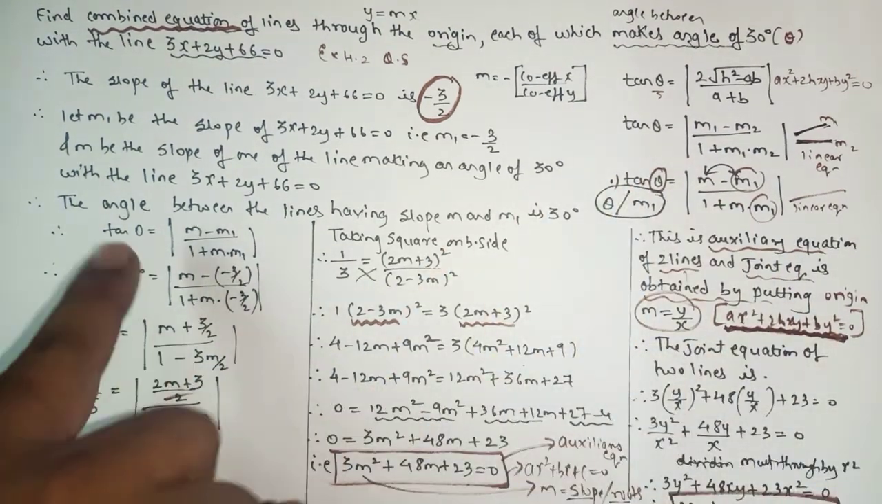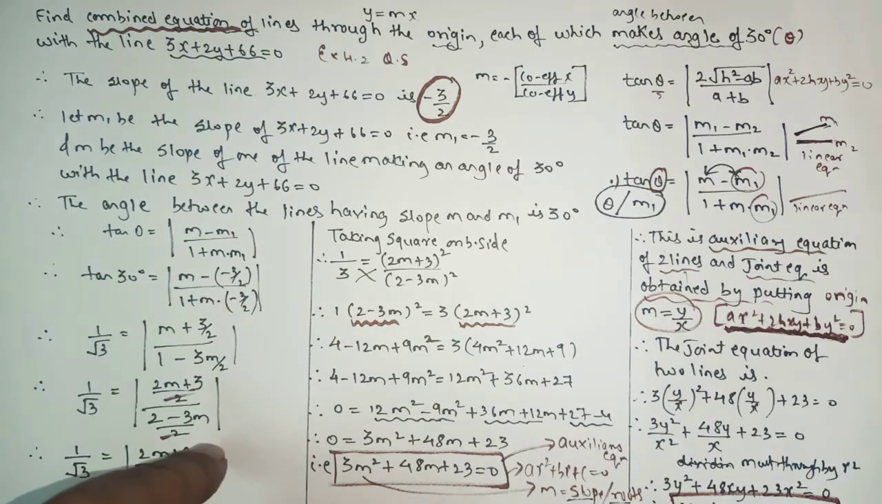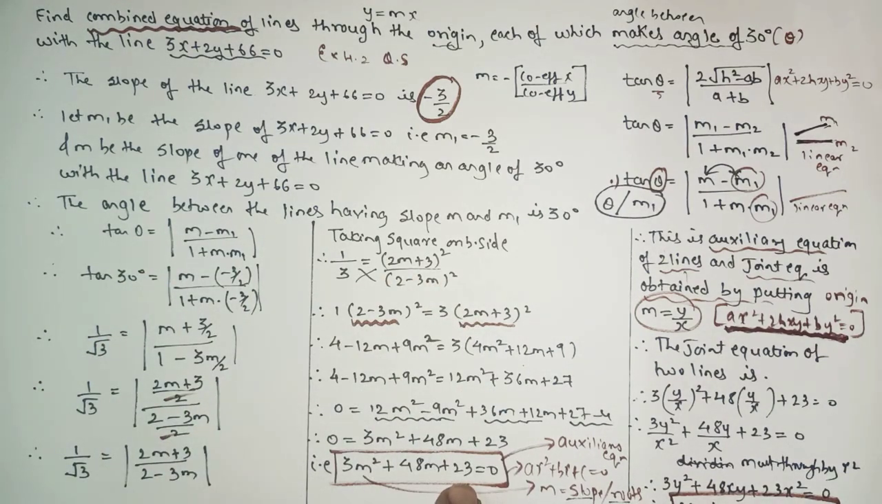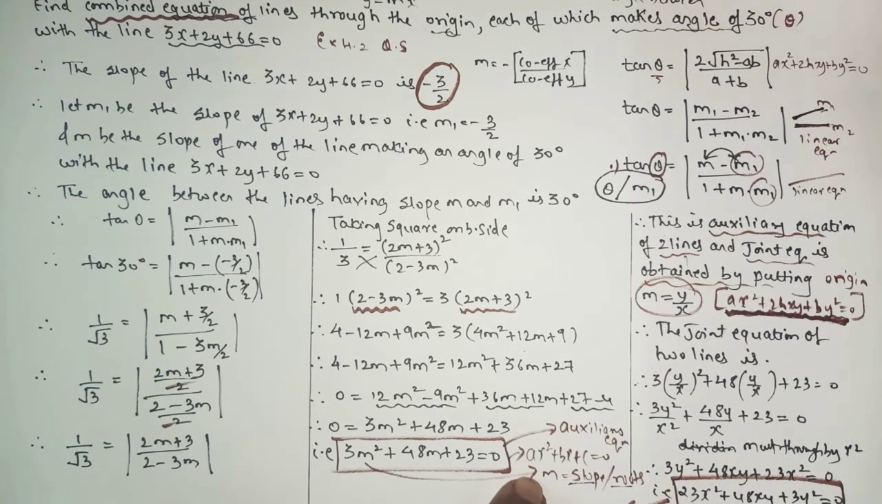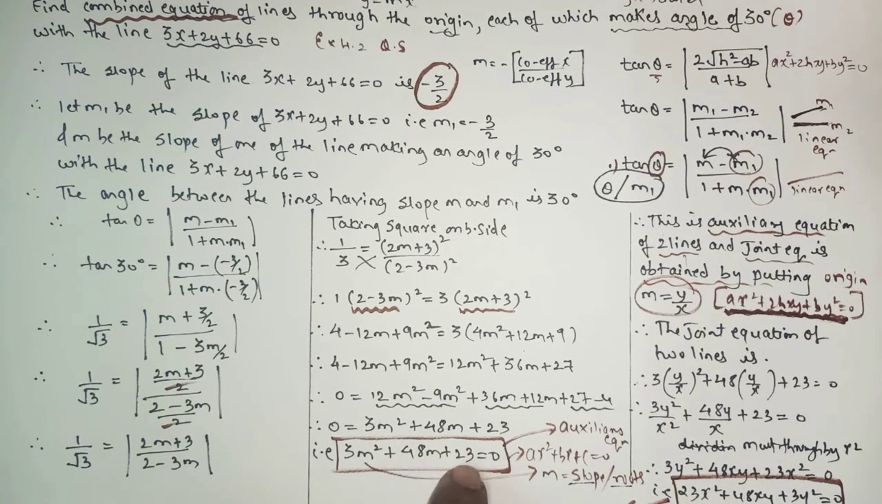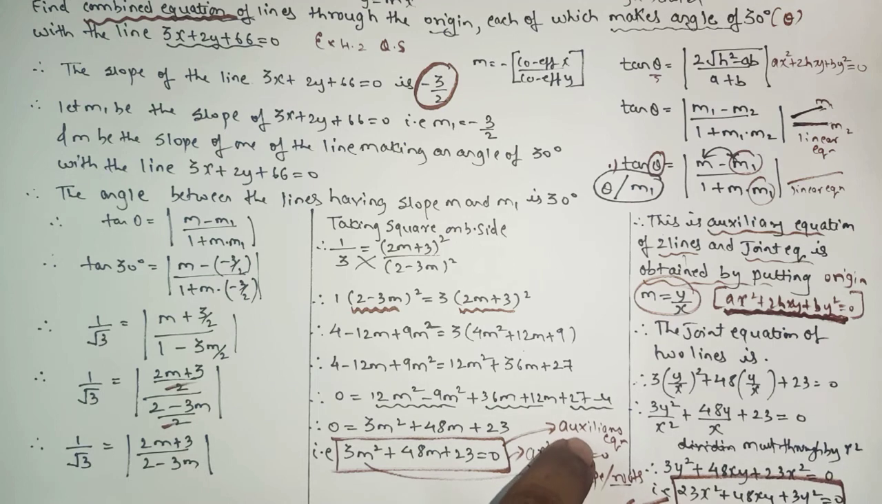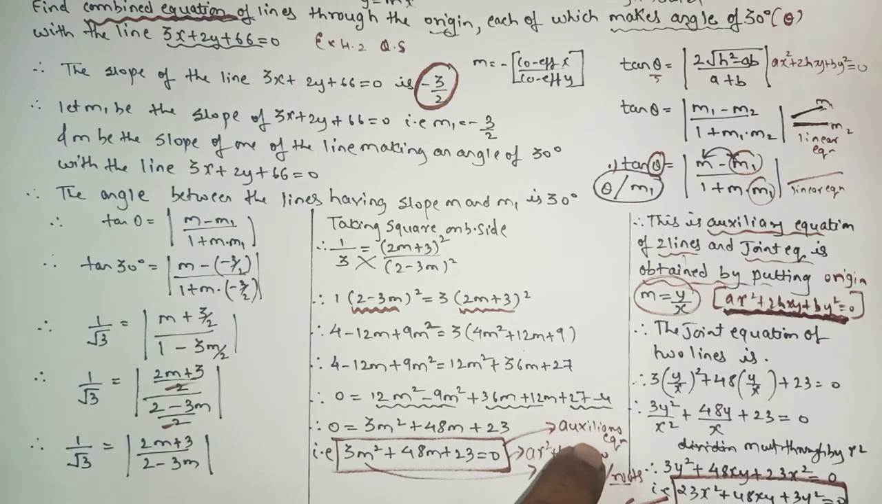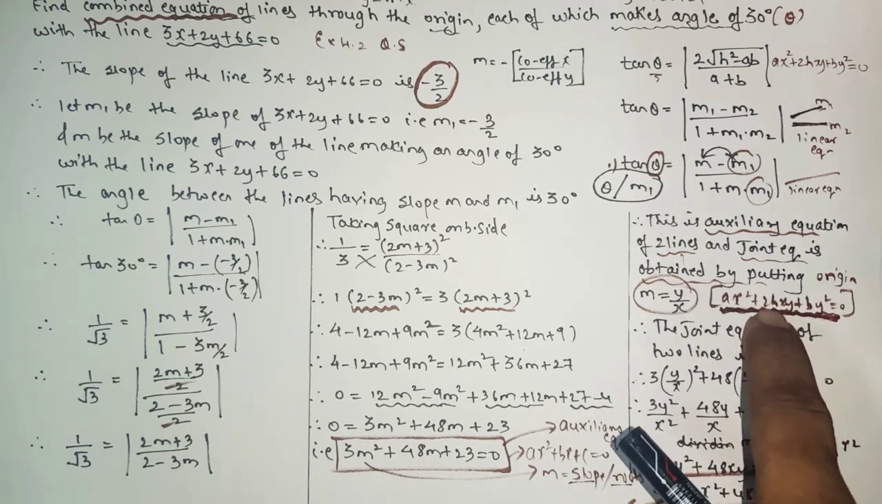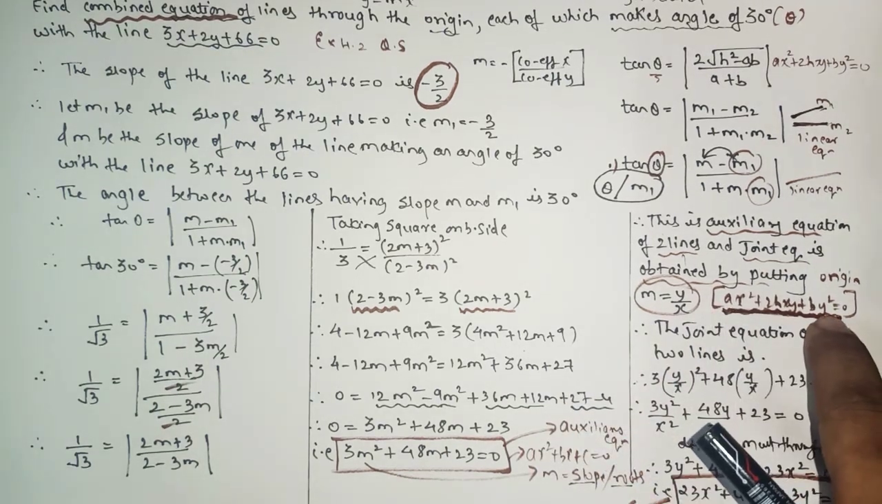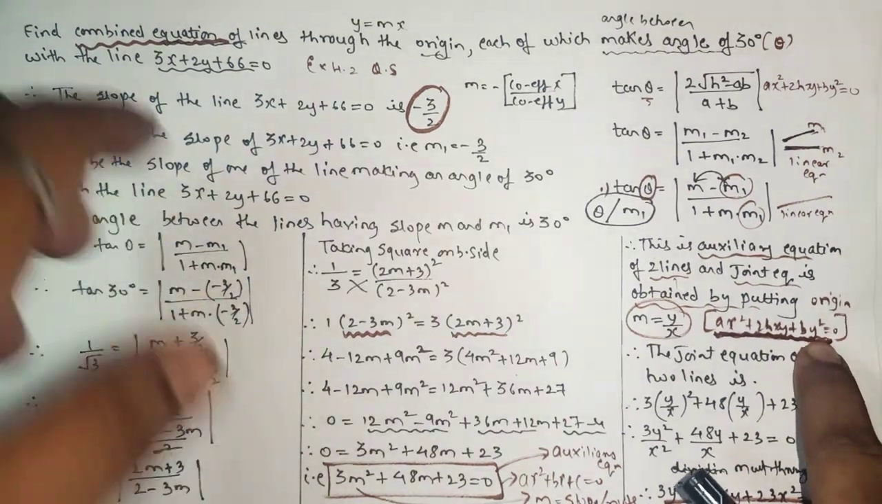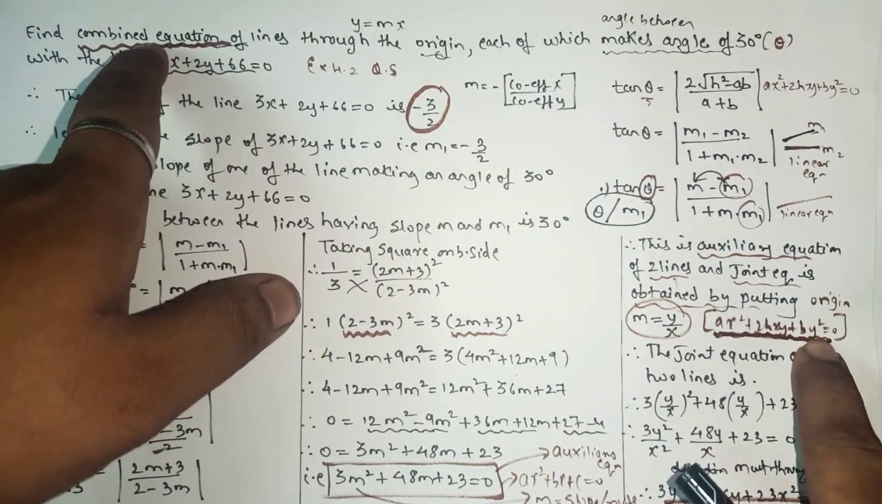So I took the third one, substituted the value. So here we got the equation. That equation is in the form of what? Variable m. In this chapter we know that m stands for slope, and it is also known as root. When it is a quadratic equation with the variable m, it is known as an auxiliary equation. We get the auxiliary equation from this equation, and this equation is what? A quadratic equation. A quadratic equation is nothing but a combined equation in simple language.